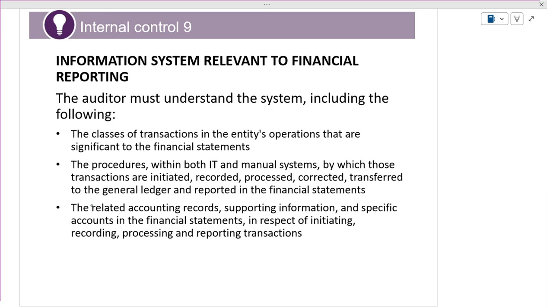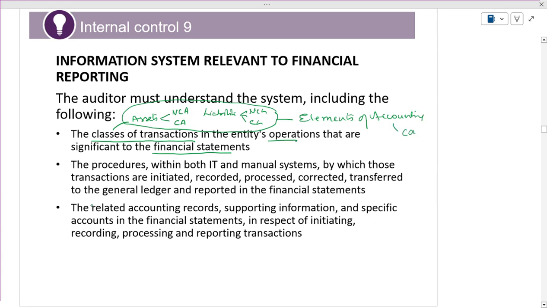In the information system, we are talking about the classes of transactions. Classes of transactions, the same thing. You are talking in terms of assets, whether non-current assets or current assets. Here we are talking about liabilities, whether non-current liability or current liability. Whether it is revenue, cost of goods sold, or expenses. We are classifying the classes in the entity's operations that are significant for financial statements. The entire story revolves around the elements of accounting, or we can say within the conceptual financial accounting framework.